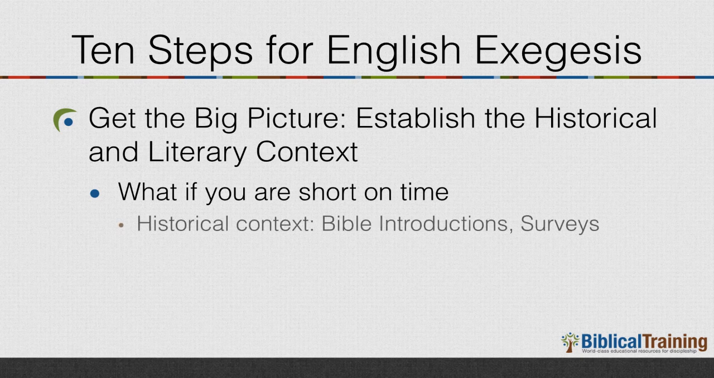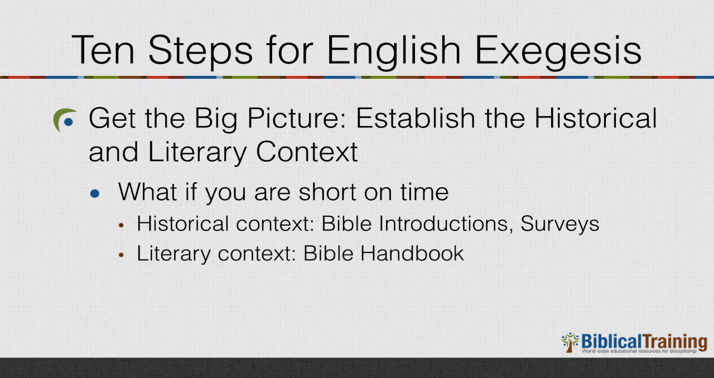For historical context, for example, you can consult the introductions to the Bible or the biblical surveys, because a biblical survey or a biblical encyclopedia or a Bible dictionary will give you brief overviews of what each of these books is about. Look for things like the author, the recipients, the purpose, the themes, the theology in these reference tools. For literary context, a good tool is a Bible handbook, because a Bible handbook goes passage by passage and summarizes every section of a book.